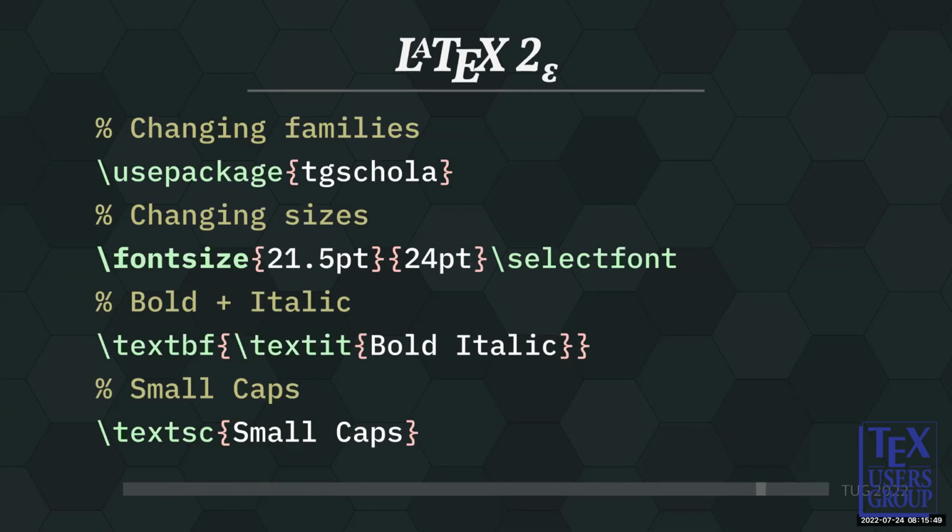Then to change the size, you use the font size command, but it's not exactly what you'd immediately expect. So the first argument is the font size, the next one is a baseline skip, and then after that you have to select the font. So it's a little unintuitive at first, but it works really well with the rest of the commands. One other nice thing is that you can just nest the commands. If you want something bold or italic, you just nest bold then italic, or italic then bold. And then to get small caps, you just use text SC for small caps.